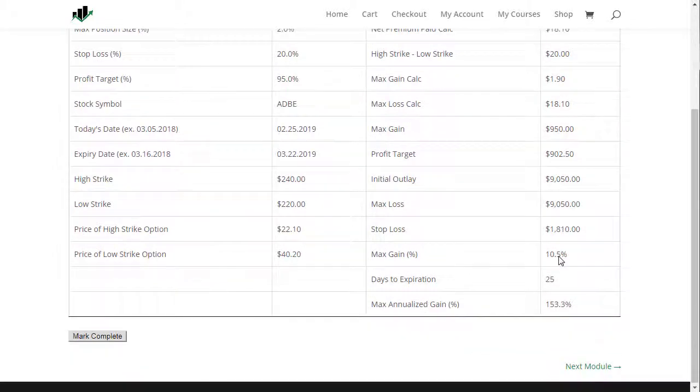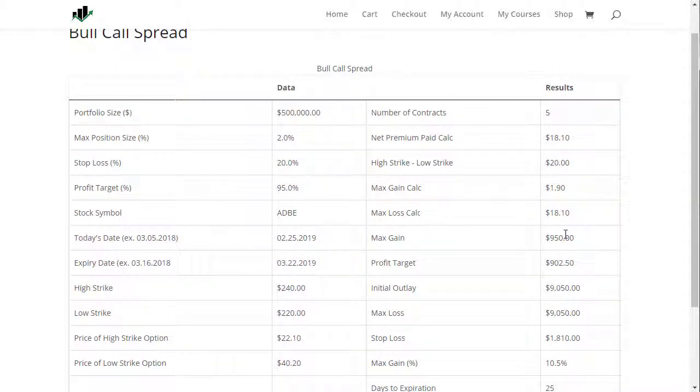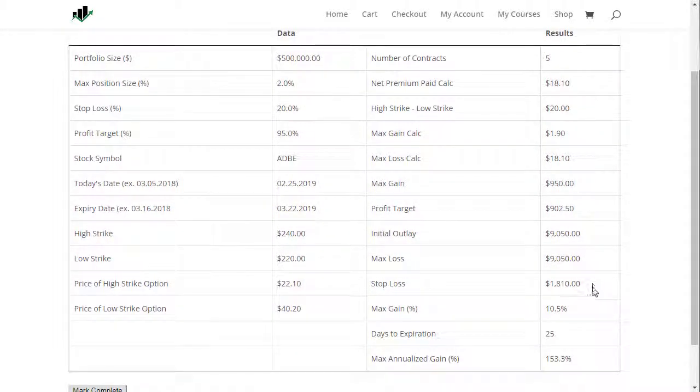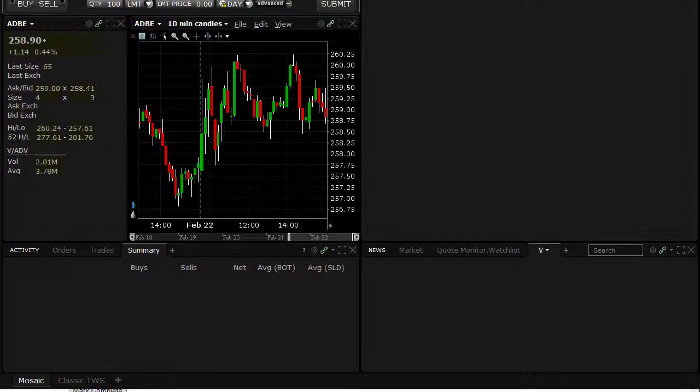Okay. So we can see here that in the span of 22 days, this trade can make us potentially 10.5%, with a max risk on our outlay of $9,000. And that's annualized 153%. So that's a pretty darn good trade. In 22 days, we can make an annualized gain of 153%. So we can go ahead and place that trade.